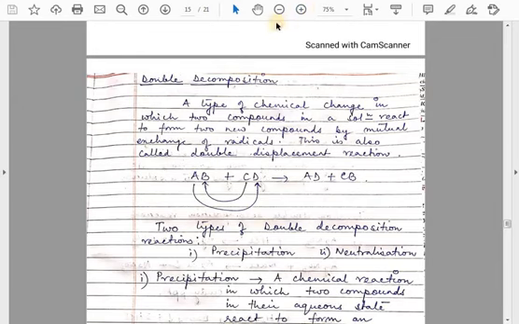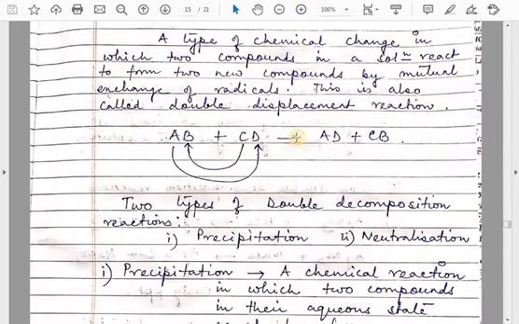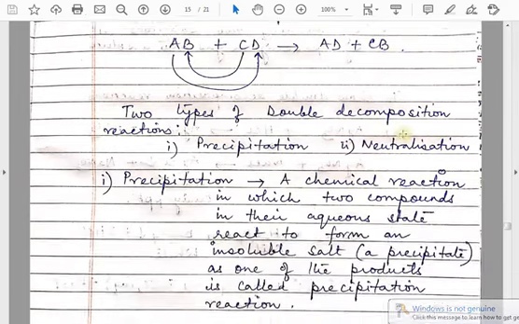Now come to the last point, that is double decomposition. This is the type of chemical change in which two compounds in a solution react to form two new compounds by mutual exchange of radicals. This is also called double displacement reaction. I have shown you how you are getting it: AB plus CD gives you AD plus CB. You also practice this way, the way I have shown over here.